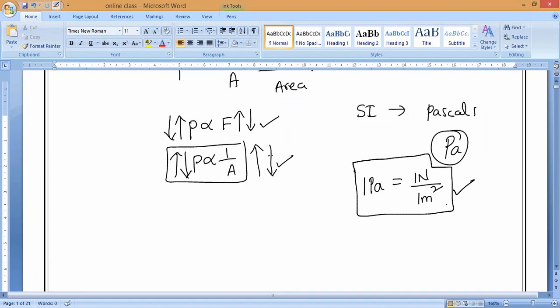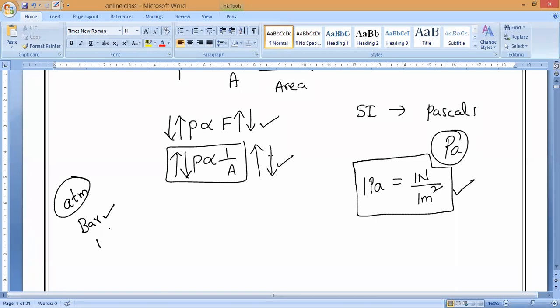Not only this one, we have even more units of pressure. We can measure pressure in atmospheres (ATM), bars, pascals, kilopascals. Like that, many units are there for pressure. We will study all these things in later or higher classes.